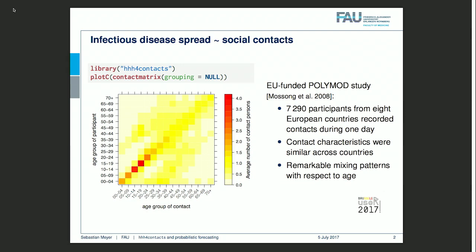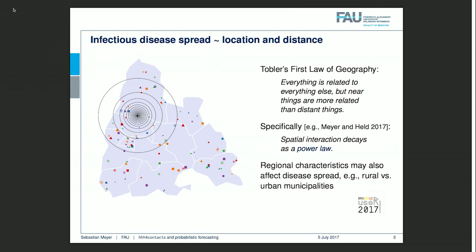Okay. So the next dimension is space. This means location and distance. There's Tobler's first law of geography, saying that everything is related to everything else, but near things are more related than distant things. This is quite vague, but we can make this more precise because it seems that human travel, the distance traveled by humans within a few days, is distributed as a power law. And this distribution of human travel seems to translate to the spread of infectious diseases.